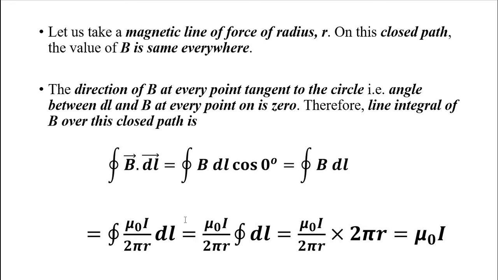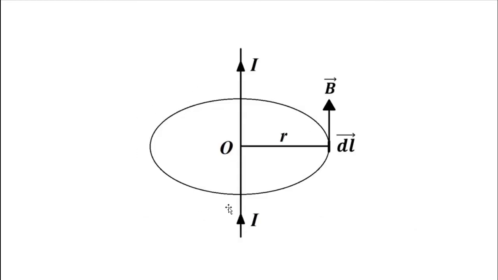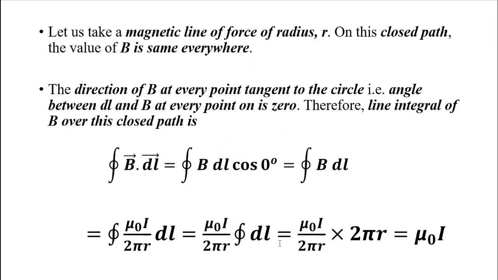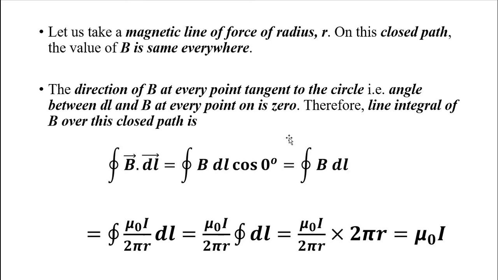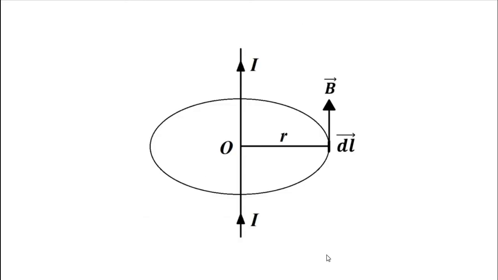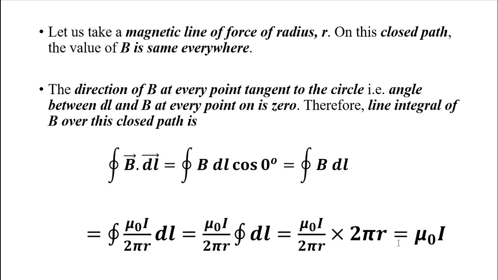So we are integrating this whole concentric circle, the circular path, by dividing it into small lengths dl. So the total integration of dl will be the circumference of this magnetic field path, which is a concentric circle. So it will be 2 pi r, the total circumference. So it will be mu 0 I by 2 pi r into 2 pi r, which is equal to mu 0 I. So this proves Ampere's circuital law.